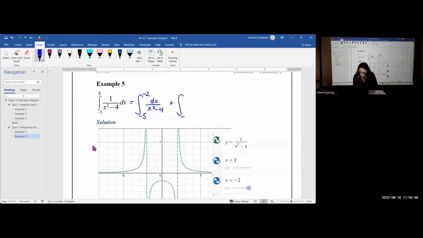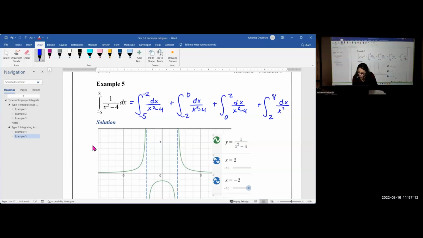An obvious place to do that would be 0 or 1, something between -2 and 2. So I'm going to go between -2 and 0 of dx over x squared minus 4. And then I'm going to have to integrate from 0 to 2 of dx over x squared minus 4. And then I can finally go from 2 to 8 of dx over x squared minus 4.